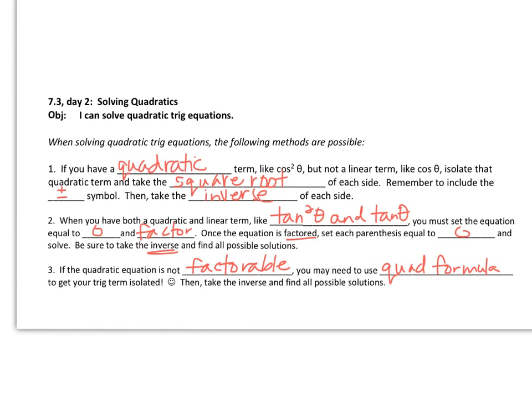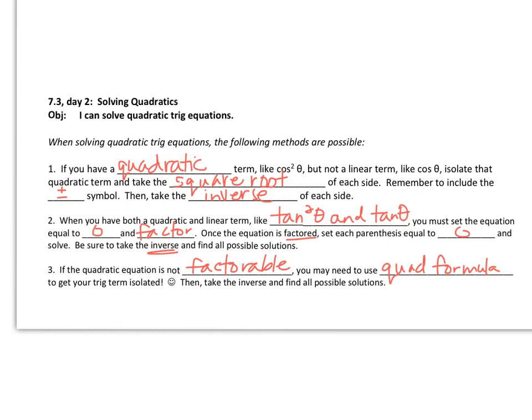If you have just a quadratic term, for example, cosine squared, but not a linear term, remember you just want to isolate that quadratic term and take the square root of each side. It sometimes takes a little work to simplify the other side that doesn't have the trig term, so make sure you're doing that. Always include the plus or minus in front because it's going to give you more possible answers. And then refer back to our rules in day 1 on how to find an angle and its second answer depending on if it's sine, cosine, or tangent.